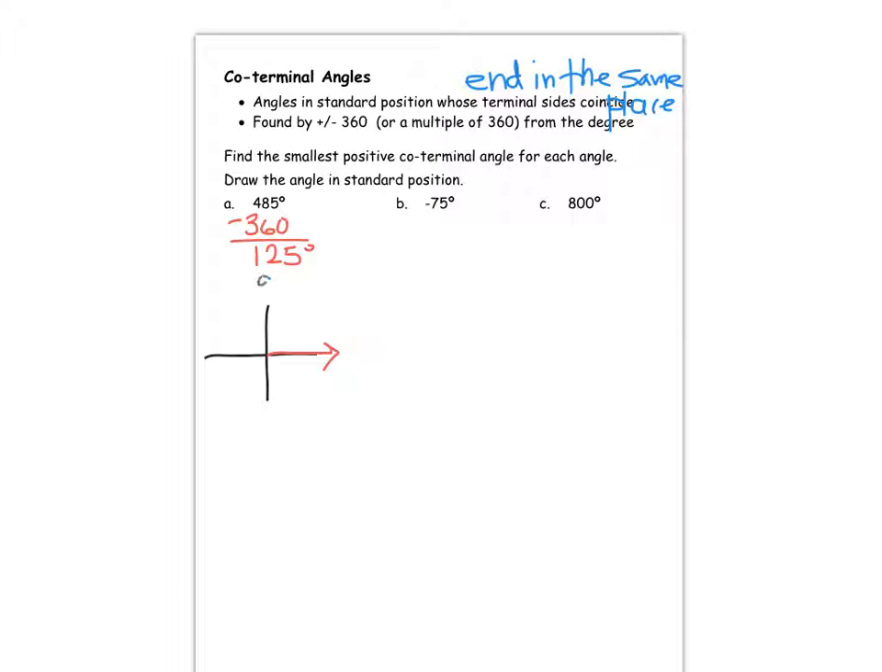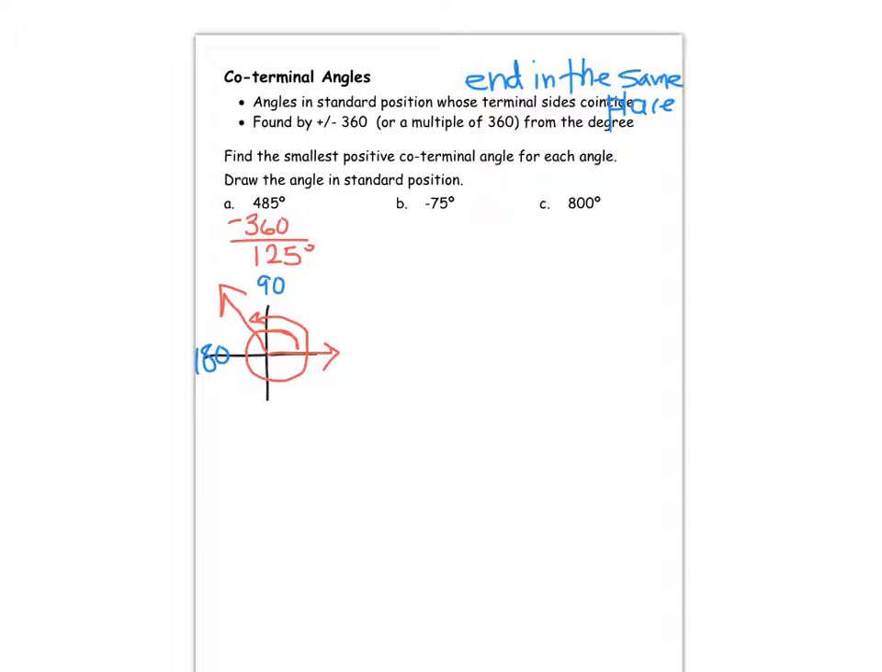So let's see, 90's right here, 180's right here. So 125, I think it's a little closer to the 90. So 125 would just start here and go to here. This went all the way around and stops there. That's how I got to be 485 degrees. But a 485 degree angle is said to be coterminal with a 125 degree angle because they end in the same place.